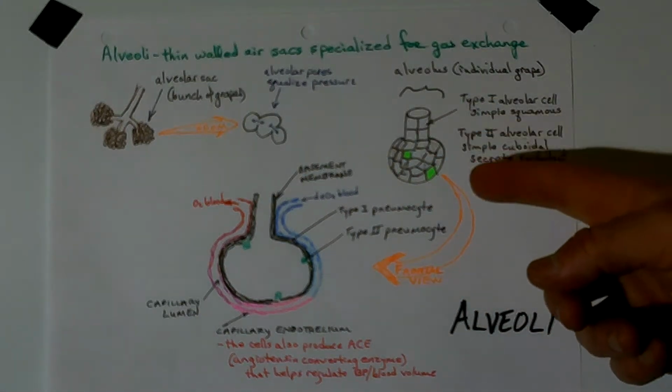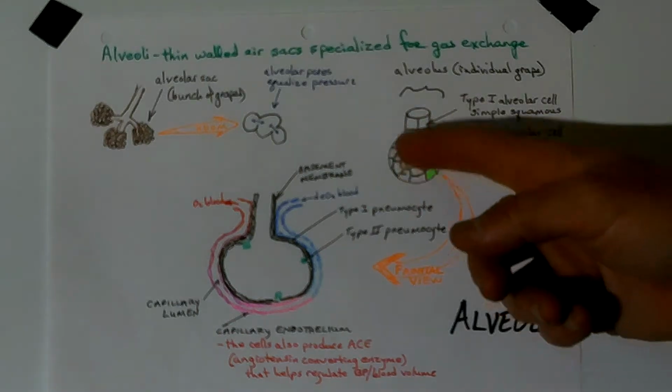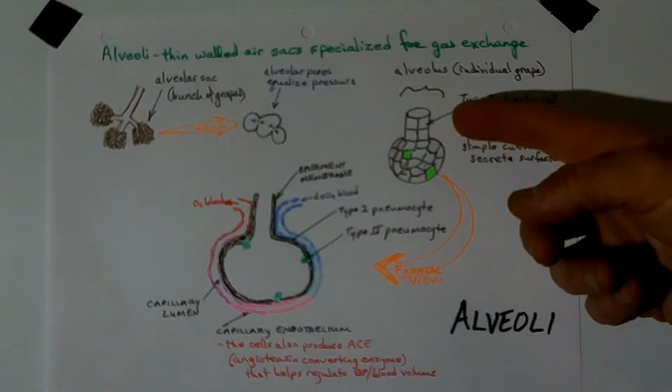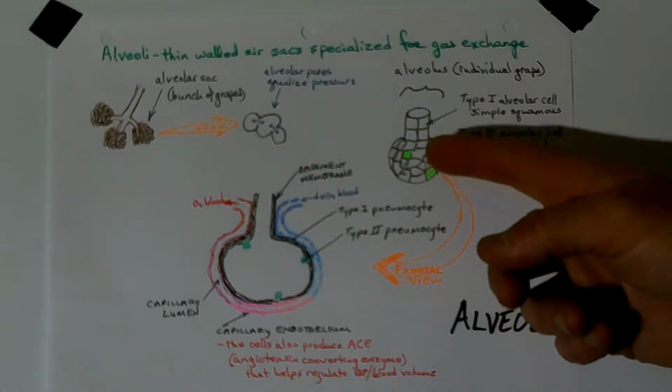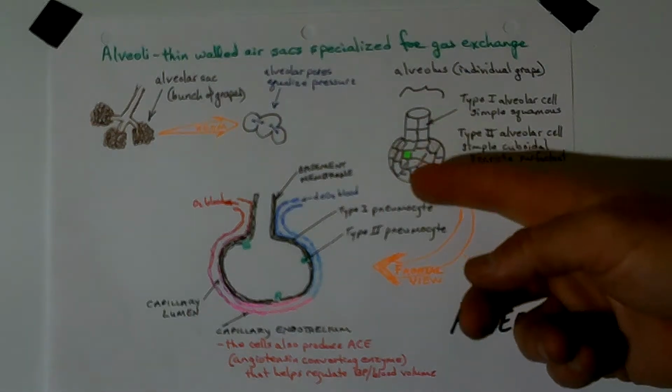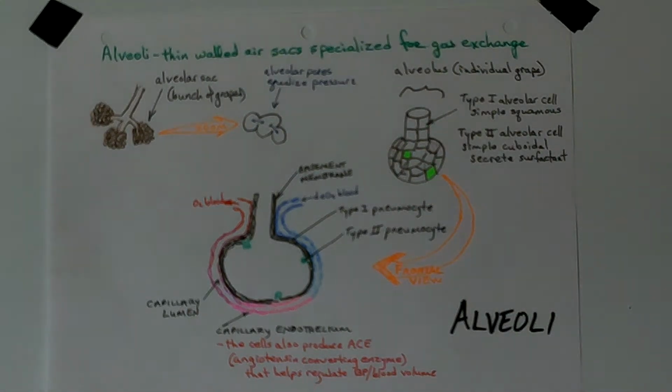Now, if we zoom in and look at just one of these little grape-like structures, it's called an alveolus. It's kind of like a beaker or a pitcher-like structure. Most of the cells that make up these are called type 1 pneumocytes or type 1 alveolar cells. It means the same thing. They are simple squamous, which means simple means it's one layer, squamous means it's flat. That makes sense because this is where we want gas exchange to take place. So we want these cells to be as thin as possible to allow the most rapid diffusion possible for oxygen and carbon dioxide.